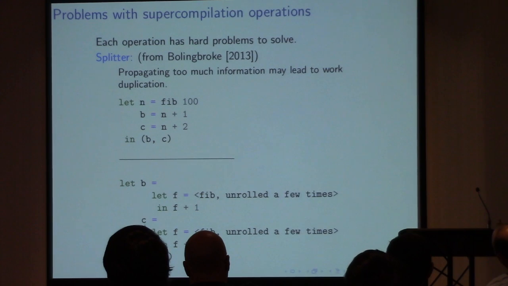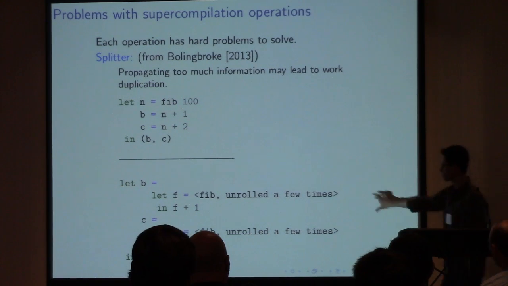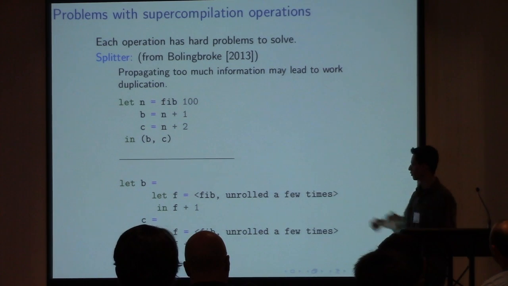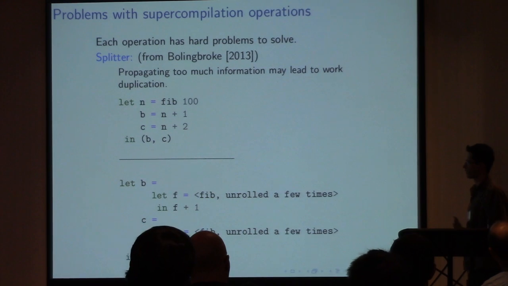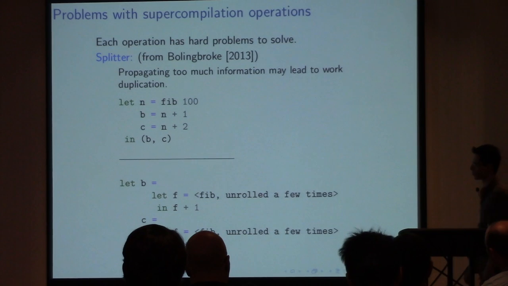After a while, it takes a lot of steps, and the termination checker may tell us, maybe you should stop because it seems like you are looping, or this may take forever. In that case, we generate this residual code with fib unrolled a few times. And we do the same thing for C, so we have the same definition here, and this is a work duplication.